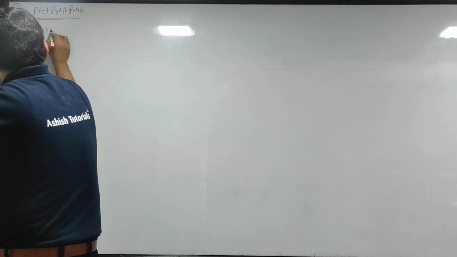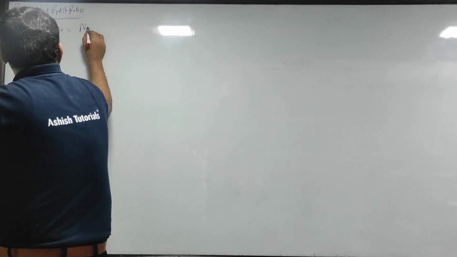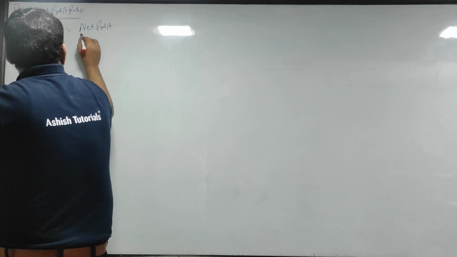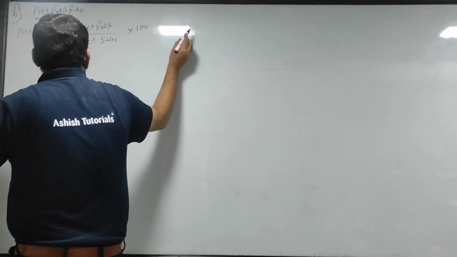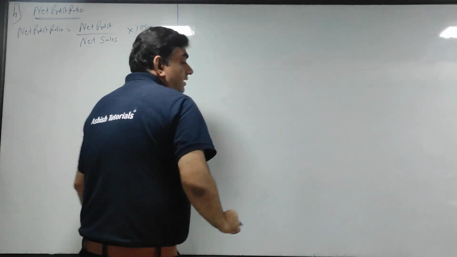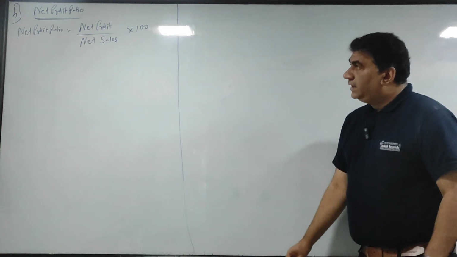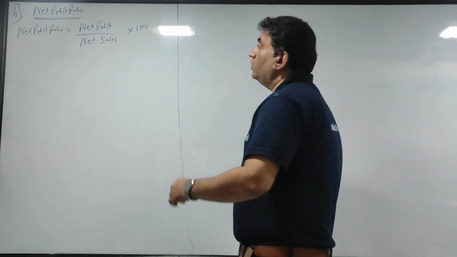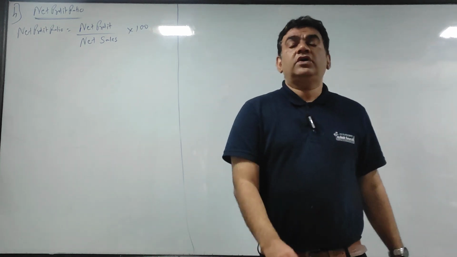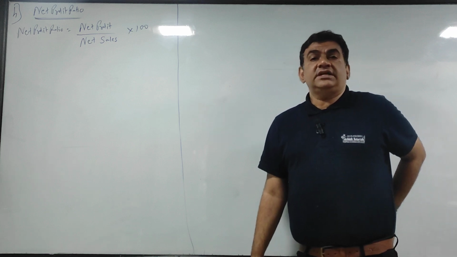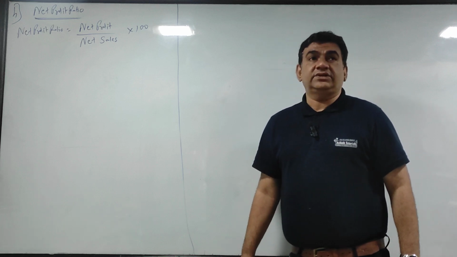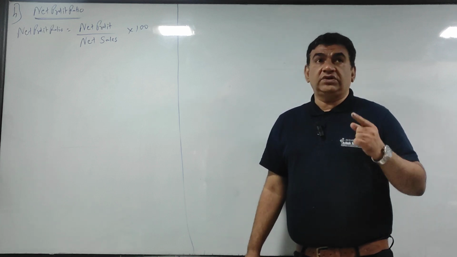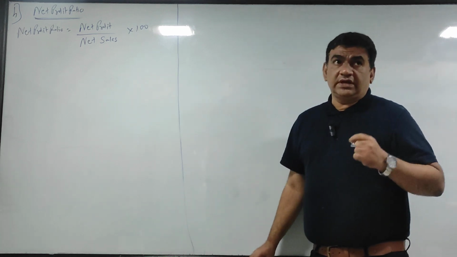Net profit ratio will be, I'll write a formula. Net profit ratio is equal to net profit upon net sales into 100. I'll repeat. Gross profit ratio is gross profit upon net sales into 100, and net profit ratio is equal to net profit upon net sales into 100. Clear with this? Chalo.